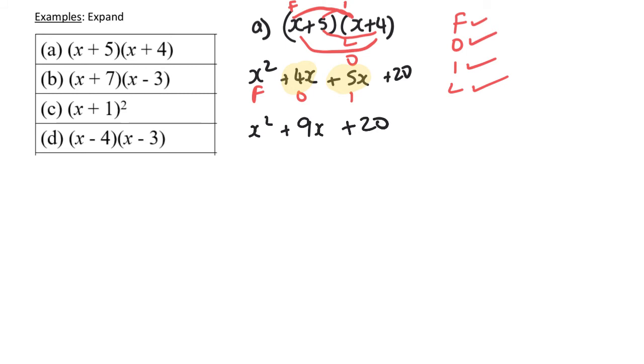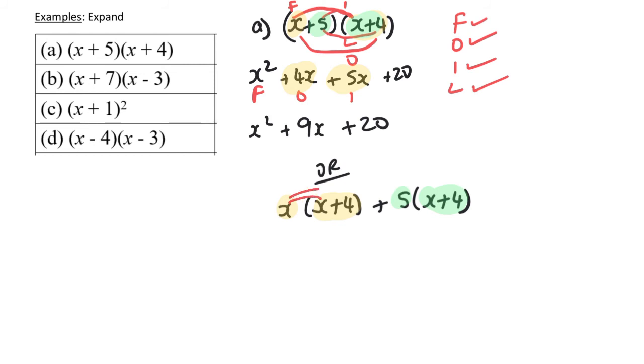I could have used it as splitting it into two separate terms. So that would have been x times x plus 4, plus 5 times x plus 4. So remember the first term in the first bracket, we multiply it with the second bracket. So we've got the x and the x plus 4. And then we do the 5 multiplied by the x plus 4. So we're multiplying each term in the second bracket by each term in the first.